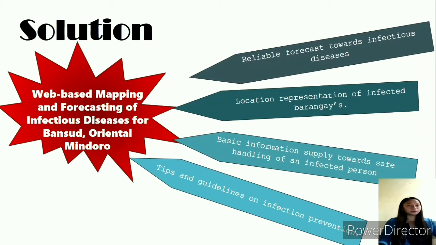The location of infected barangays will also be presented to make the citizens aware of the barangays with the highest rate of infection. Basic information towards safe handling of an infected person will be provided to serve as a tool for displaying awareness, which is a great key for safe handling of an infected person.